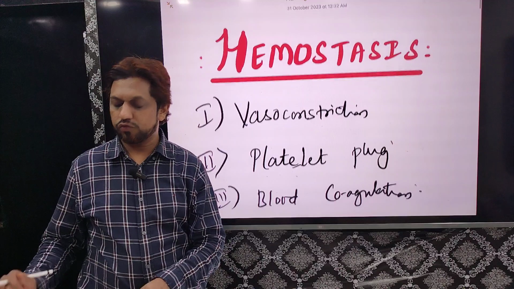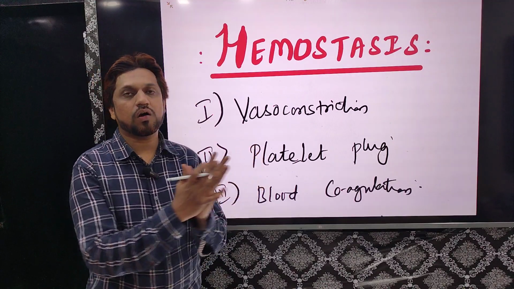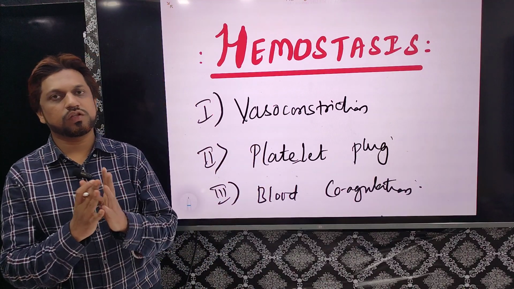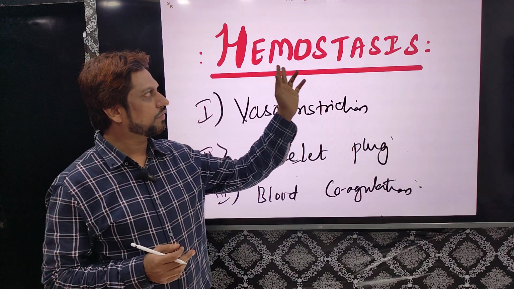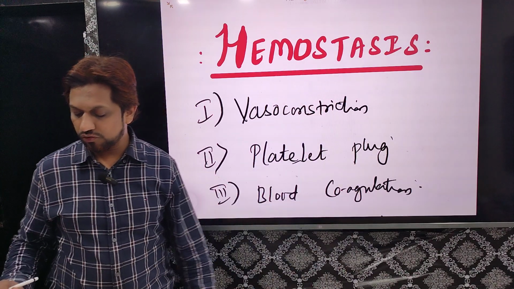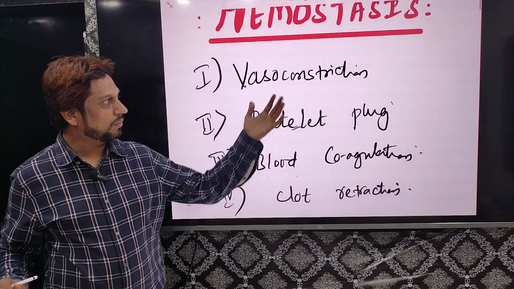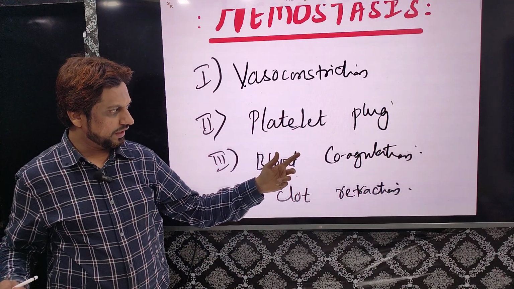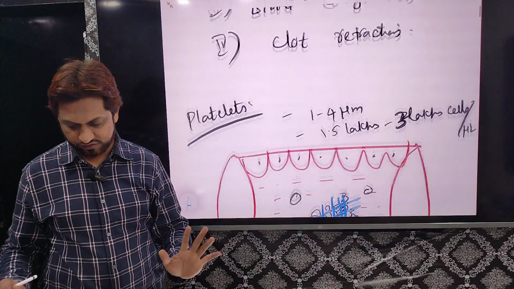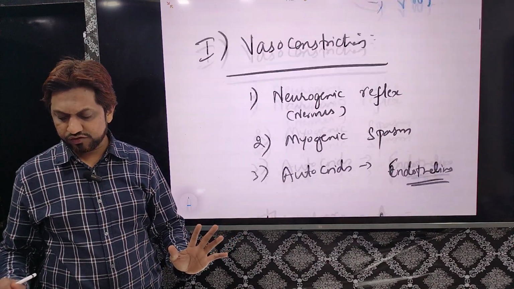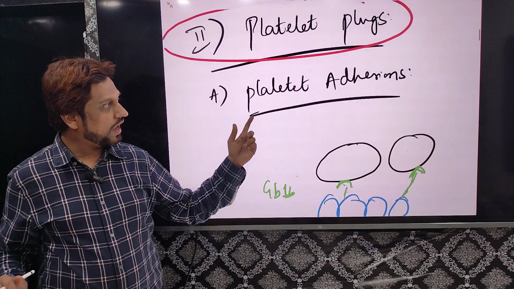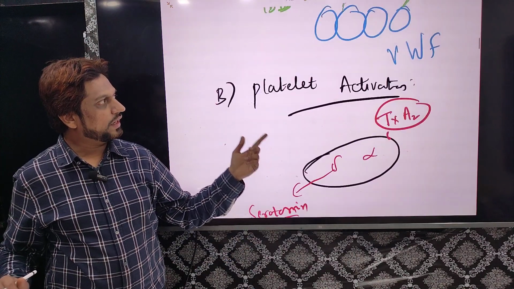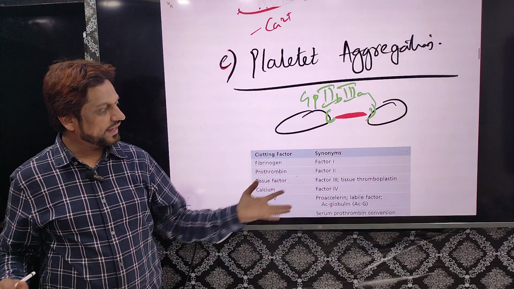Let me summarize what we have discussed today. Hemostasis is the process of stoppage of bleeding from a ruptured blood vessel. Hemo means blood, stasis means stoppage. This process takes place by vasoconstriction initially, then platelet plug formation, blood clot, and clot retraction finally. Vasoconstriction we have discussed, then platelet plug formation requires platelet adhesion, platelet activation, then platelet aggregation.